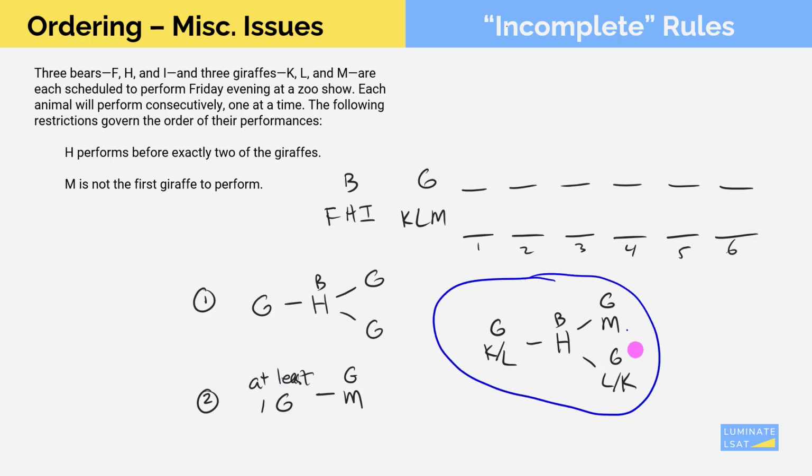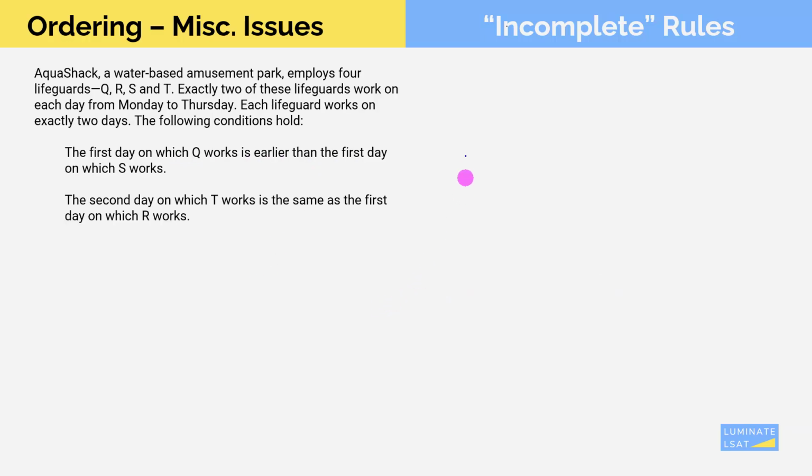And this kind of connection would have been a lot more difficult to make if we didn't understand rule 1 in its complete form. If we didn't think about all of the G's, even though the rule only told us about 2 of the G's. Here's another example of a game involving an incomplete rule.